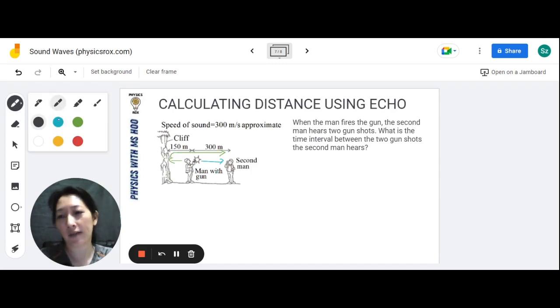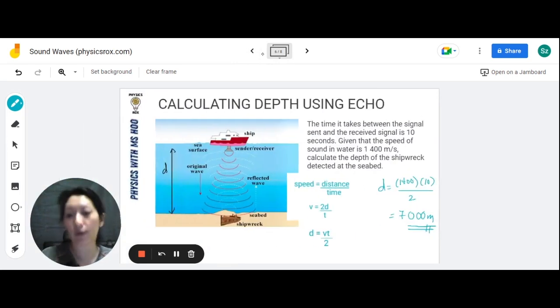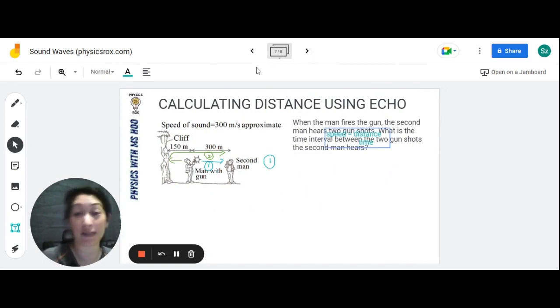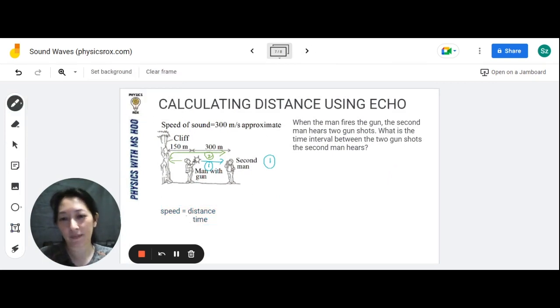Just for clarity, I'm going to use blue and green. Blue would be for the first gunshot, while green would be for the echo of that gunshot. So for the first time that we hear, using the speed equals distance over time formula. Just to remind you about the formula, I'm going to copy and paste, because hopefully that's faster. Speed equals distance over time. I'm going to put it in a different color just to make it clearer.